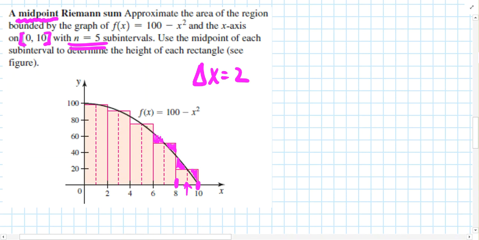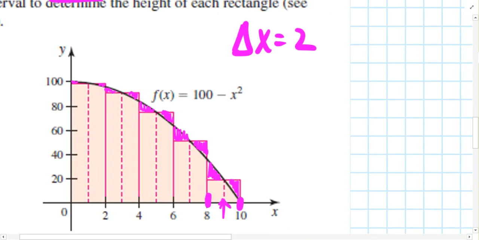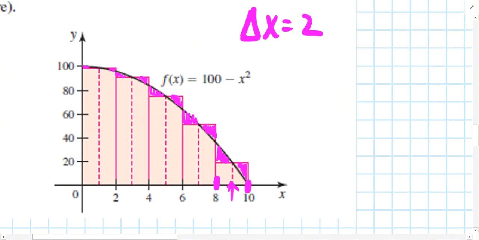You may also notice that depending on the shape of the function itself, this overestimate and the underestimate within an interval do a pretty nice job of canceling each other out. It's not perfect, but we do get a pretty nice estimate based on this.